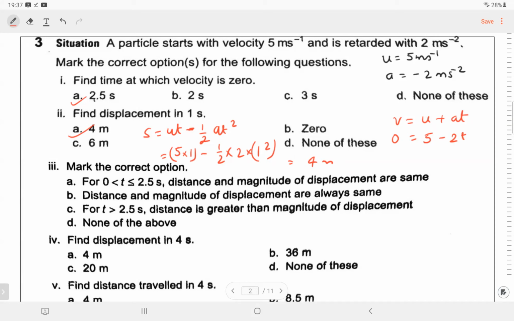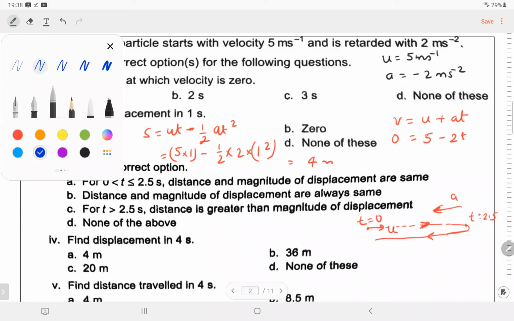So what is happening in this case? Because there is a retardation, the particle starts in the positive direction. Retardation is negative, its velocity will be decreasing, and at time t equal to 2.5, it is becoming 0. But since there is still a retardation, it will change the direction. So this body from 0 to 2.5 covers distance in one direction, and for time t greater than 2.5, it reverses the direction. So 0 to 2.5, it moves in a straight line with no change in direction, so distance and displacement will be equal.